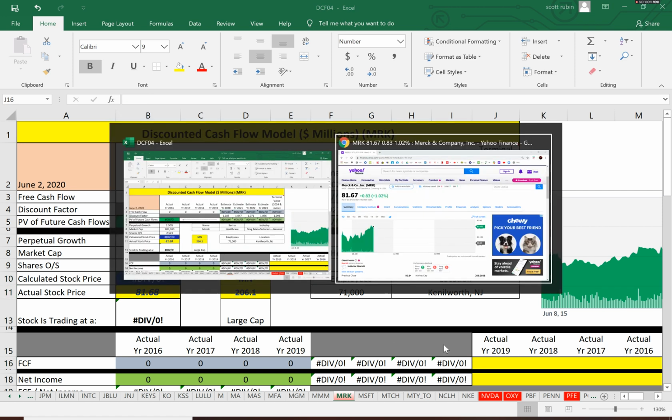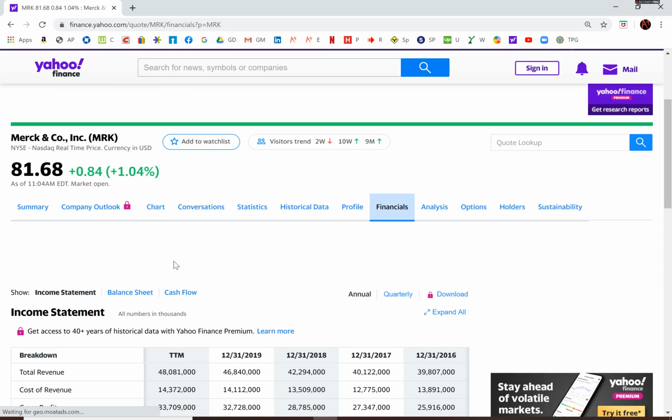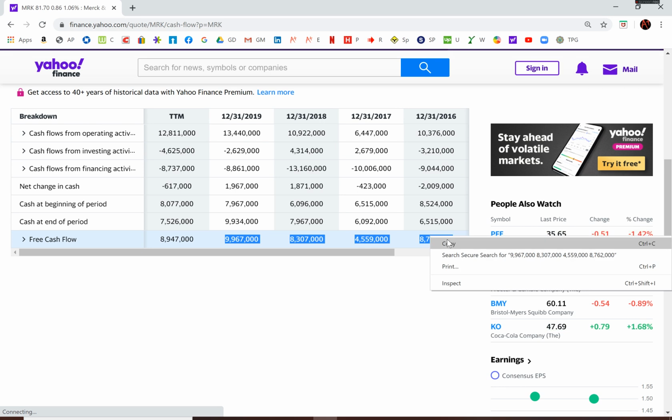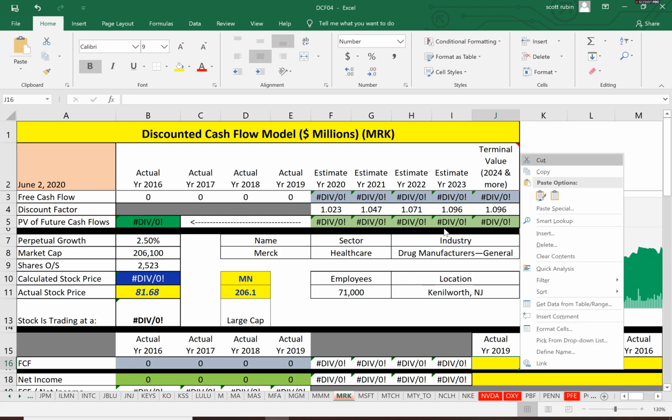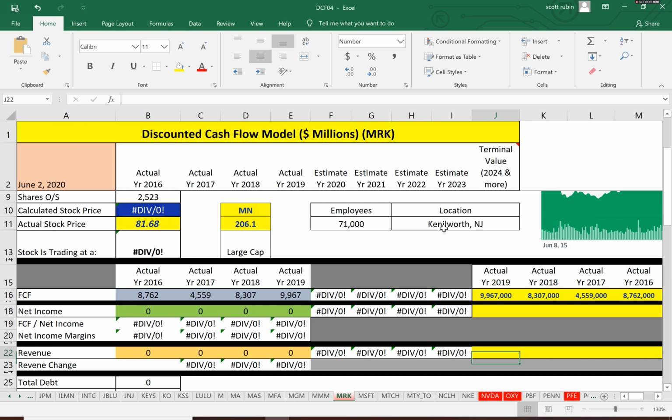So to get started, we need the free cash flows, which is in the financial section in Yahoo under cash flow and the free cash flow. That's the cash that's left over after an operating period. So after running your business, this is the remaining cash.